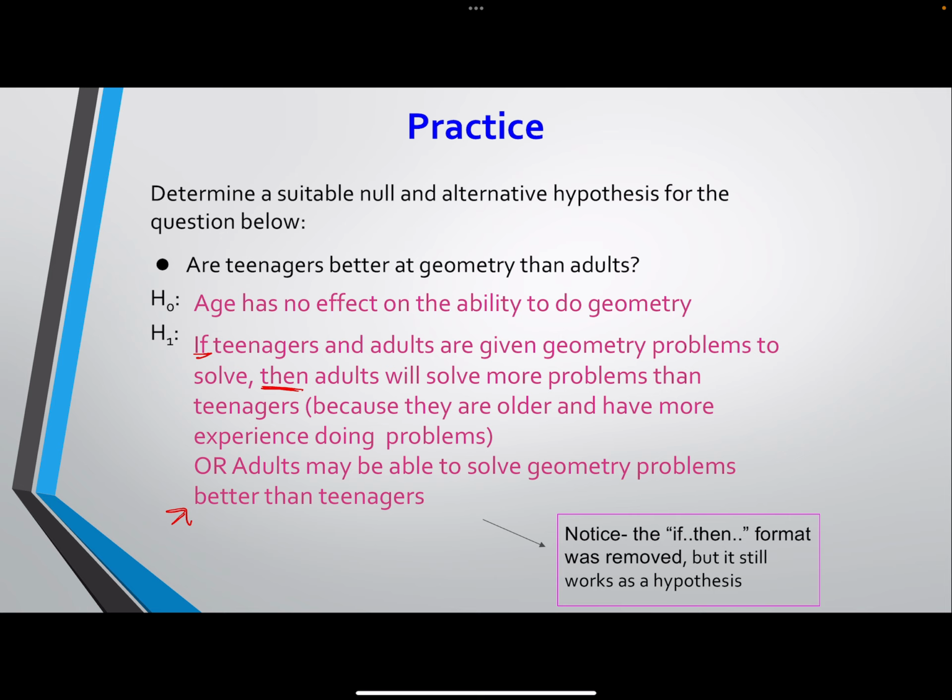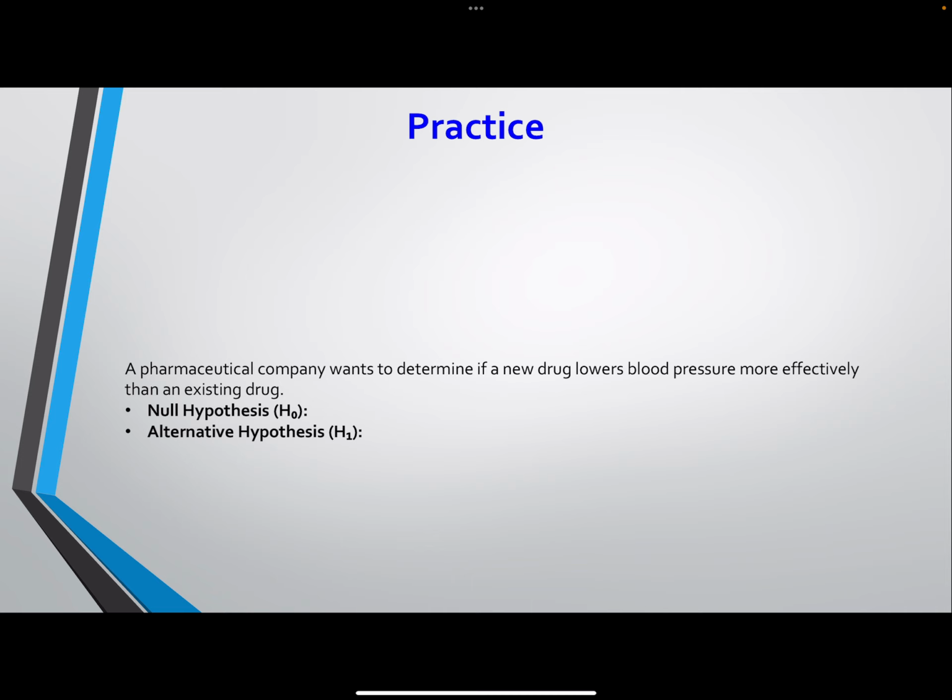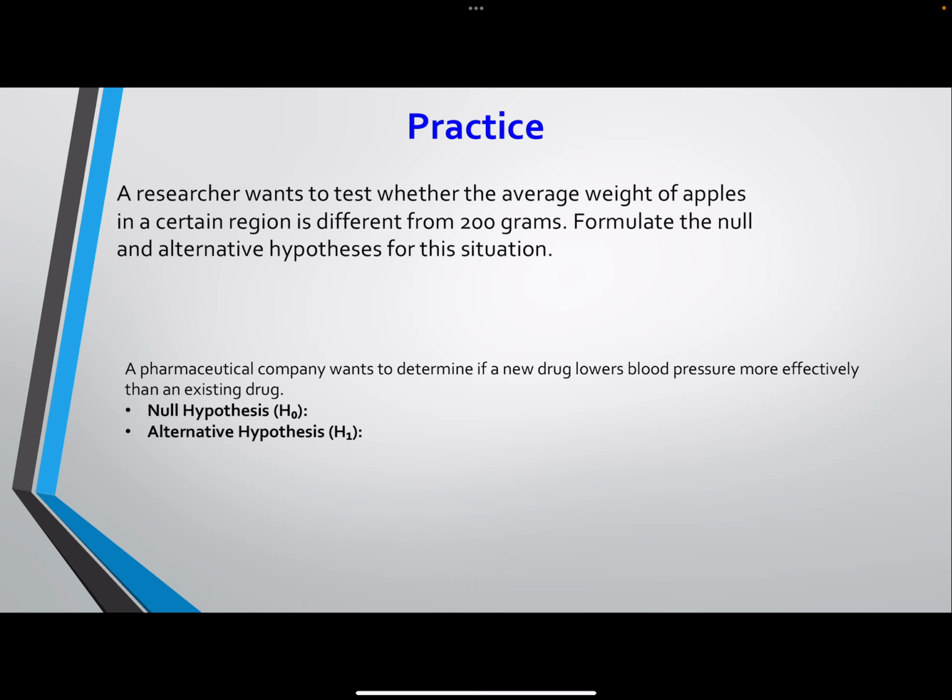But for this one right here, you don't always need an if or then, because as you can see, it still works as a hypothesis. It's just a format that you'd be wanting to follow if you didn't know what to do.